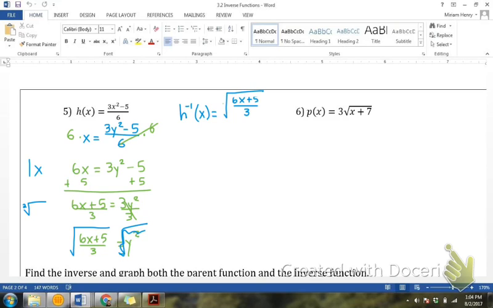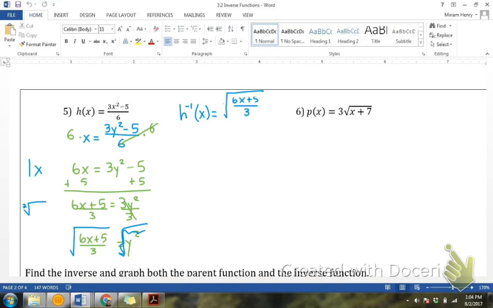Okay, questions on that? Why does the square root have to dip all the way down? Because it's the entire 6x plus 5 divided by 3 that you're taking the square root of. So not just 6x plus 5. So wait, a square root can be in a fraction? We will get to that later, but for today's lesson, yes.